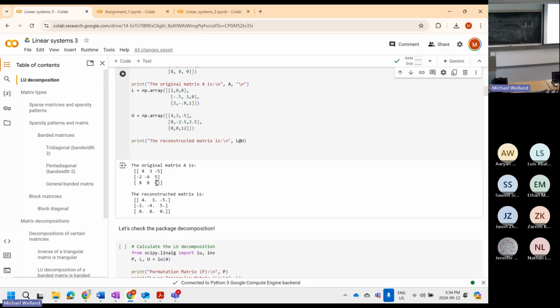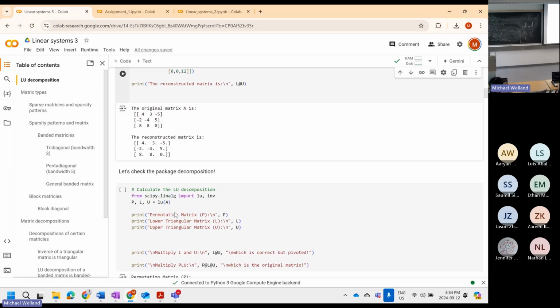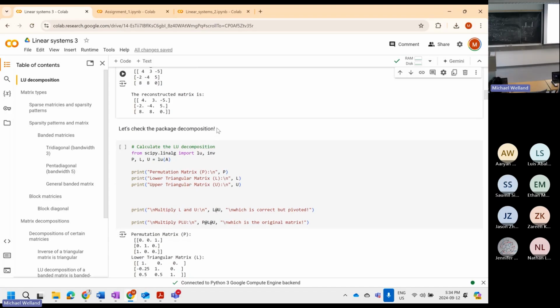And sure enough, when you multiply them out, you get the right array. Okay. Now we check what happens when you use the package. SciPy and NumPy both have linear algebra packages. SciPy's is a bit more sophisticated. NumPy is a bit more, not brute force, but a bit more limited. SciPy has different options for sparsity and things like that.